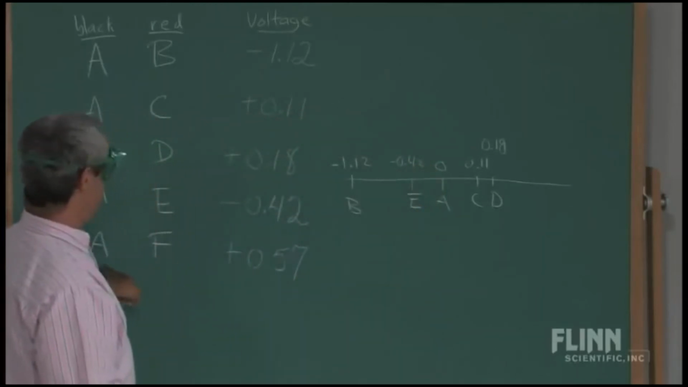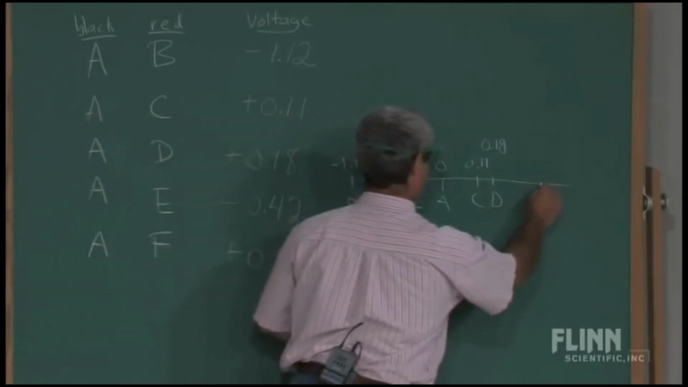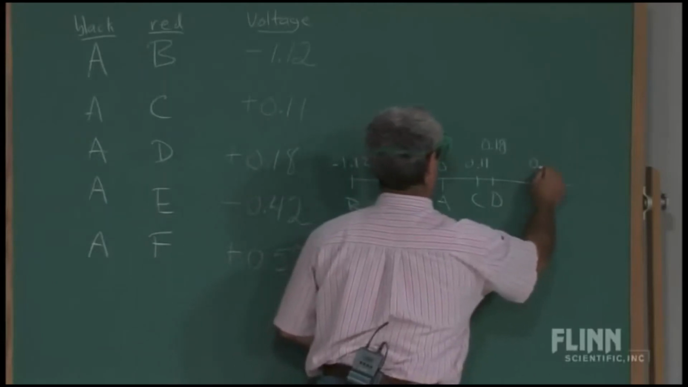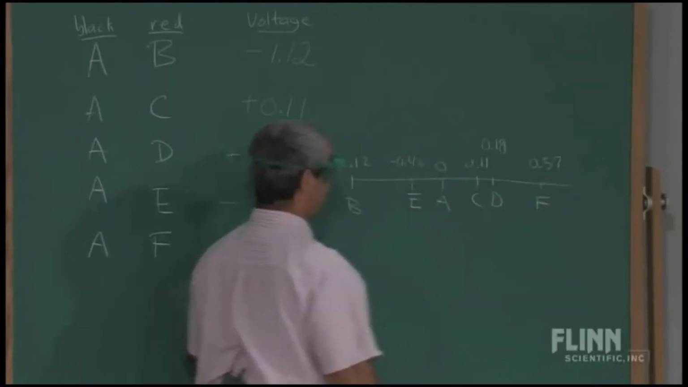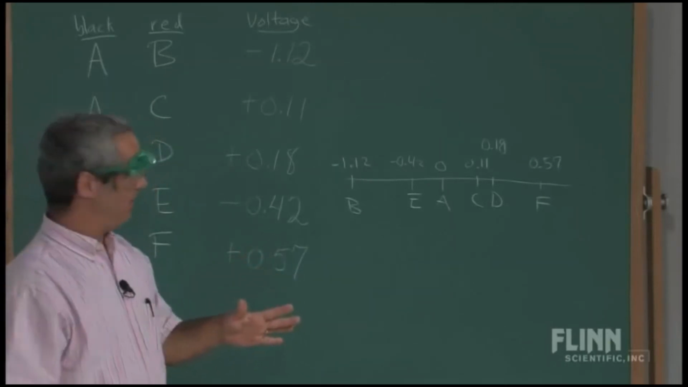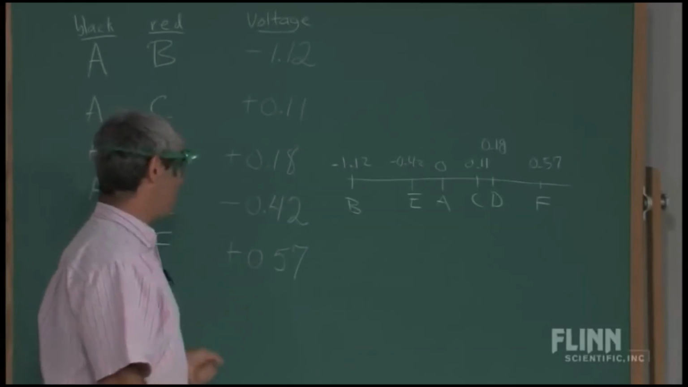And finally, F. Okay? Apparently the strongest of them all, way up here at a positive 0.57. Remember, these are the ions we're talking about. The most reactive ion, the ion that was pulling electrons toward it the most, apparently, then was F.